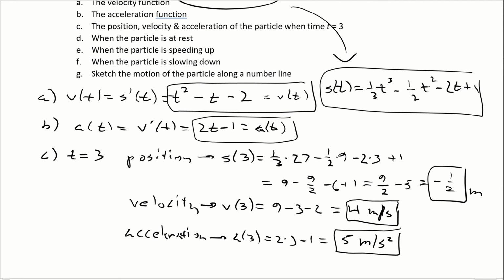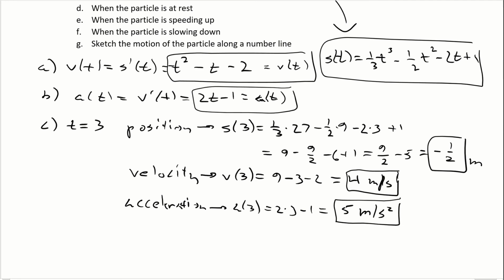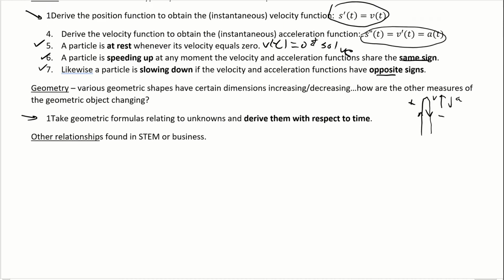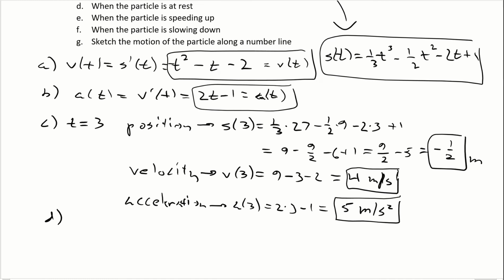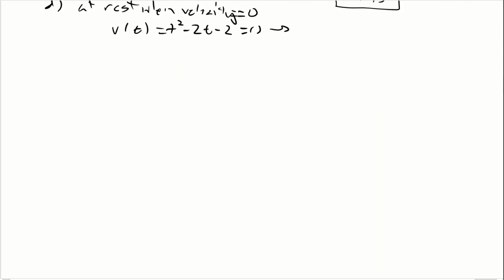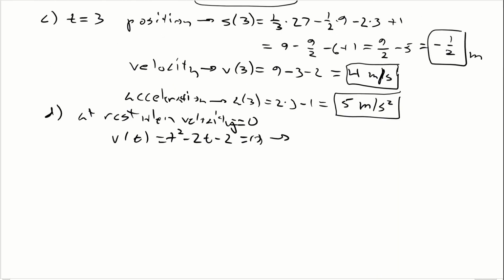All right. When is the particle at rest is part D. So when is the particle at rest? Remember what we said way up here in the notes, at rest means the velocity is 0. So we set the velocity function equal to 0 to figure that out. So at rest, when velocity equals 0, we take velocity, which is equal to t squared minus 2t minus 2, set it equal to 0.